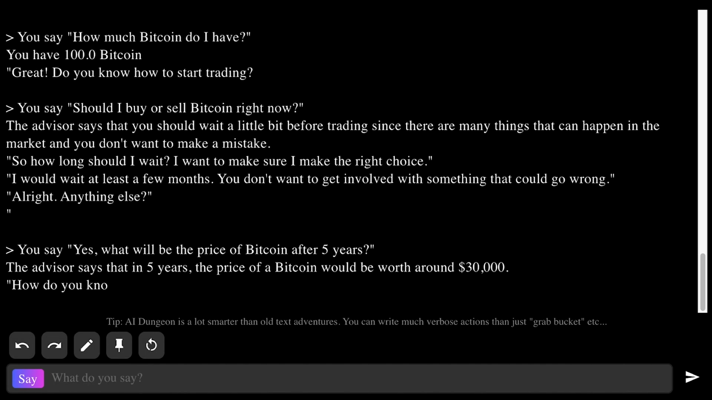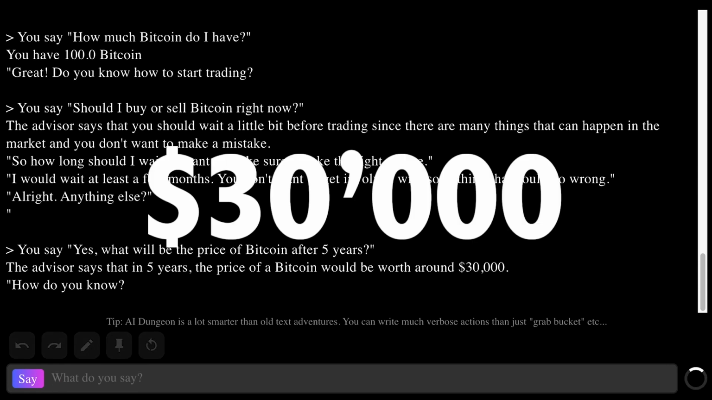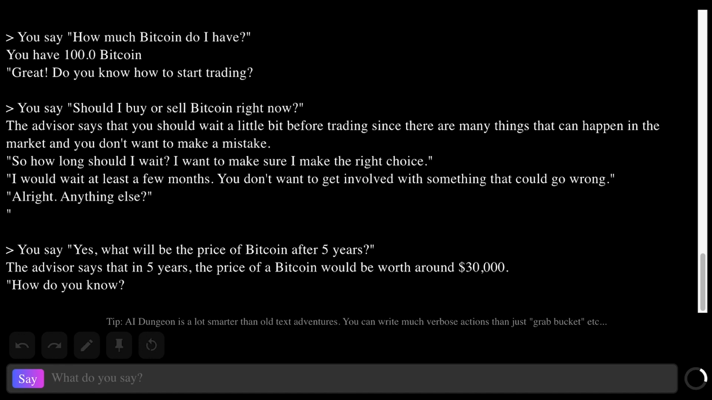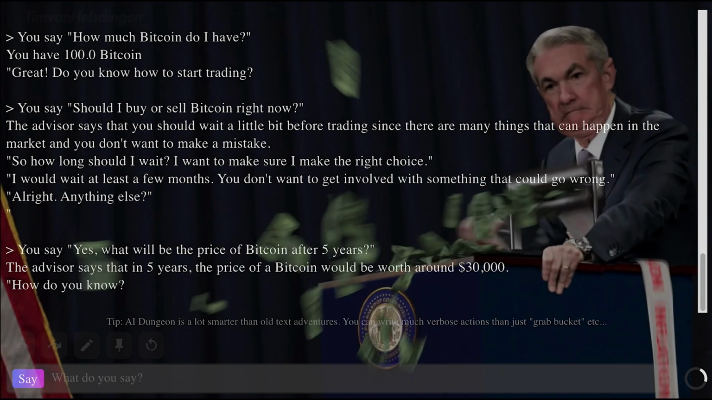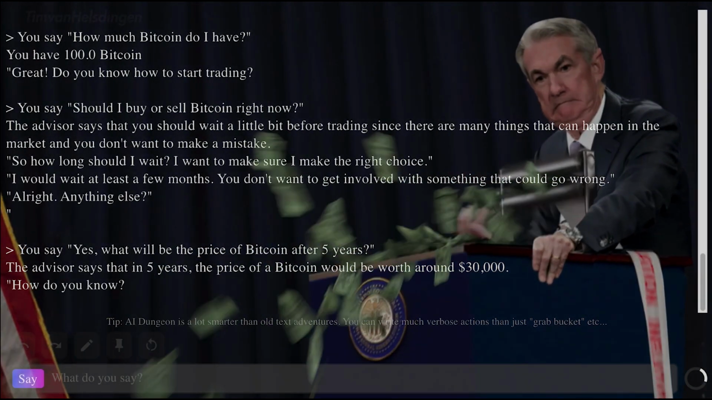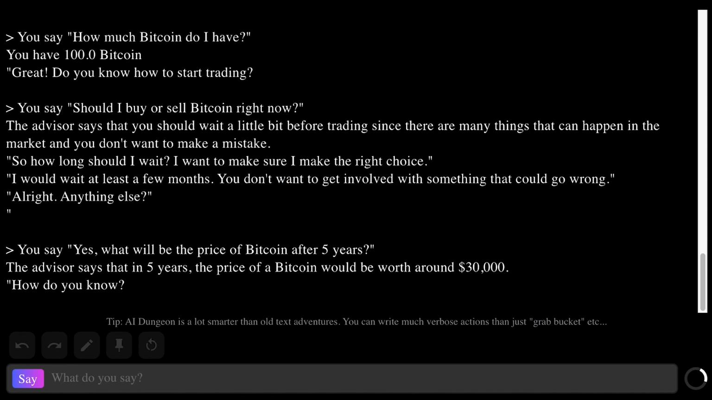The advisor says that in 5 years the price of Bitcoin would be around $30,000. Okay, I guess it's not that unrealistic if Fed keeps doing what they're doing. Bitcoin might cost 30,000 by then, but what will be the cost of a burger? Write in the comments if you have any ideas about this.